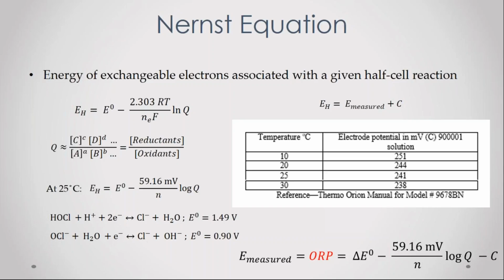ORP values are often normalized to the standard hydrogen electrode. They're easier to model with simulated water. They can be very difficult with natural water due to complex chemistry and the fact that the redox equilibrium is rarely achieved. So we do have some problems.